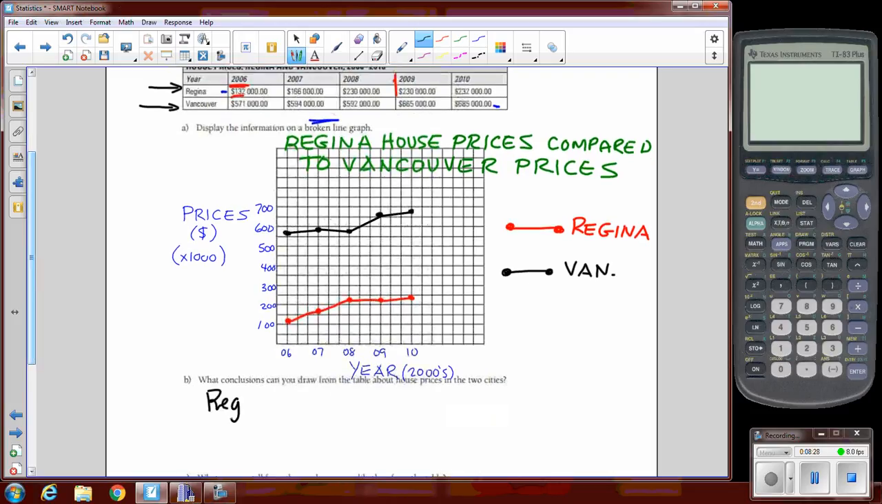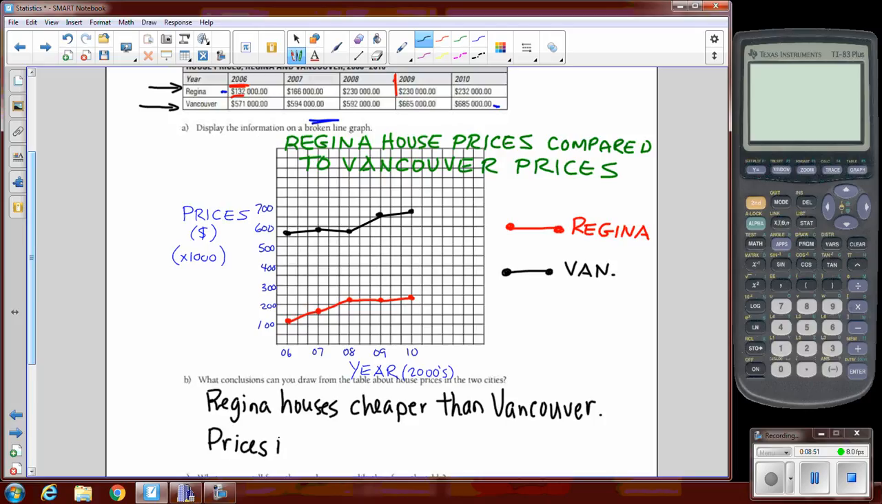So Regina houses are cheaper than Vancouver's house prices, for sure. The other thing we should be able to tell from the table, they started low and they did increase over time. So we could say the prices in each city increased.